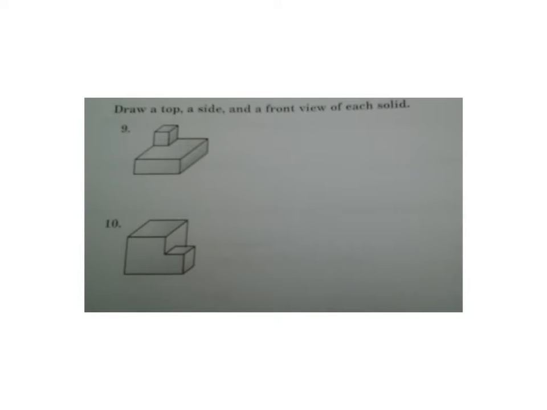Oh, this will be fun doing this on my tablet here. Top, side, and front view of each solid. Well, for number 9, the top view should look something like that, I would think, from the top. And then the front and the side would each look very similar to each other. I would think it would look something like this from the front and from the side. Of course, depending on how you look at it, the other view could look like that. There you go.